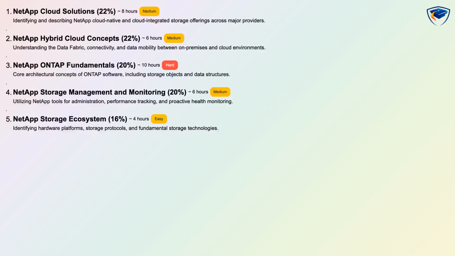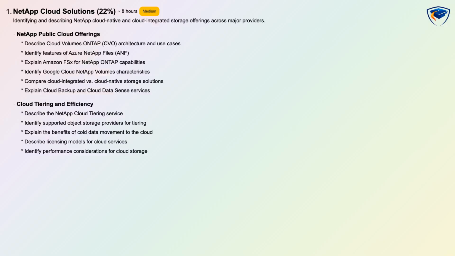time and practice accordingly. NetApp Cloud Solutions carries 22% of the exam and is rated medium with an estimated 8 hours of study and conceptual plus scenario-based assessments. You will learn to identify and describe cloud-native and cloud-integrated storage offerings such as Cloud Volumes ONTAP architecture and common use cases, Azure NetApp Files features, Amazon FSx for NetApp ONTAP capabilities, and Google Cloud NetApp Volumes characteristics.